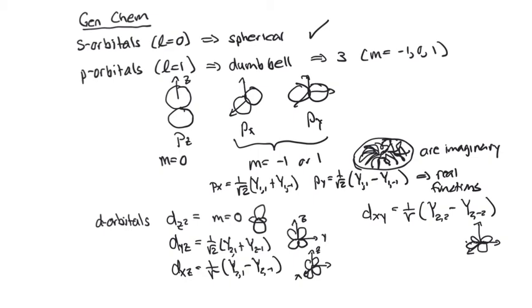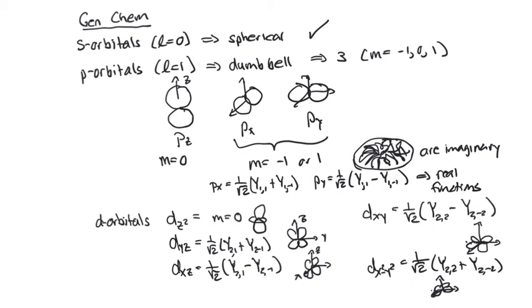And then if we take the other linear combination, we get the dx squared minus y squared. So 1 over the square root of 2 times (Y 2 2 plus Y 2 minus 2). And this gives us our cloverleaf that has the leaves of the clover that are on the x and y axes.